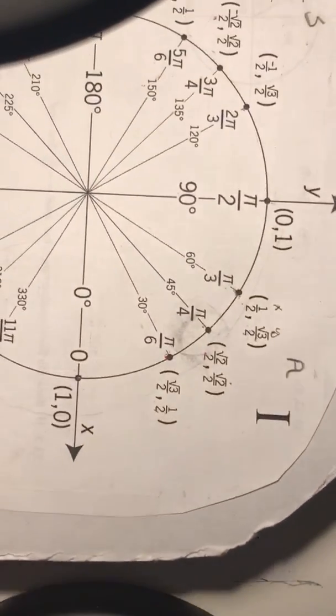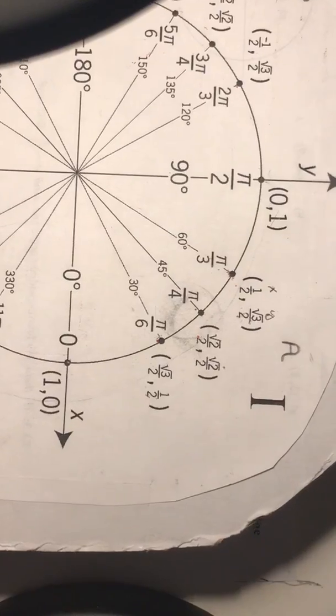Hello, children. Today's lesson is for March 18th, and it's about the sum and difference formula for sine and cosine. Today's lesson is brought to you by the unit circle we all love.